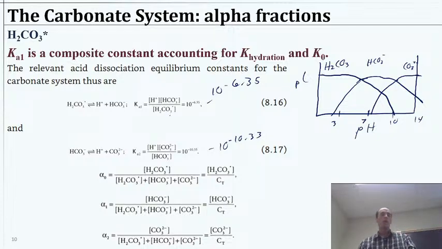So alpha 0 is the portion that is carbonic acid divided by the portion that is total, right? That's, by definition, kind of plainly obvious, I hope. That means it's H2CO3 plus the concentration of HCO3 minus plus the concentration of CO3 2 minus. And each of these alpha fractions are designated accordingly.